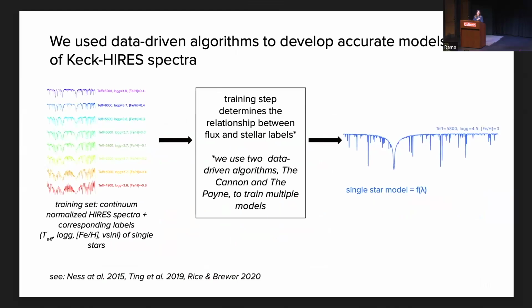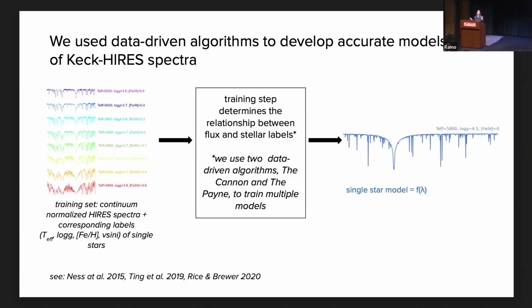This is what we worked on next: training these specific types of spectral models called data-driven models that have emerged in the past 10 years. These models are really helpful for our purposes because they sidestep a lot of systematic uncertainties that physical models might have, maybe in their radiative transfer calculations or line lists.